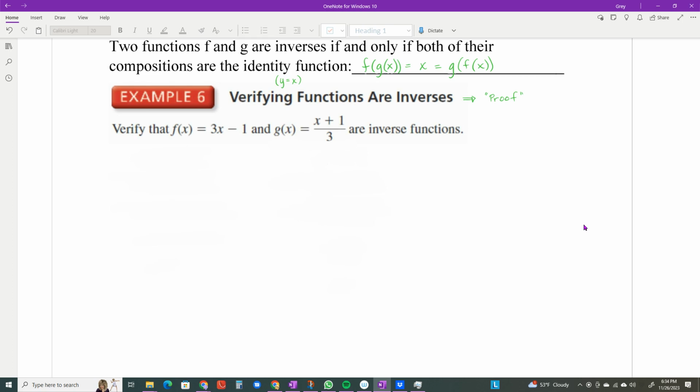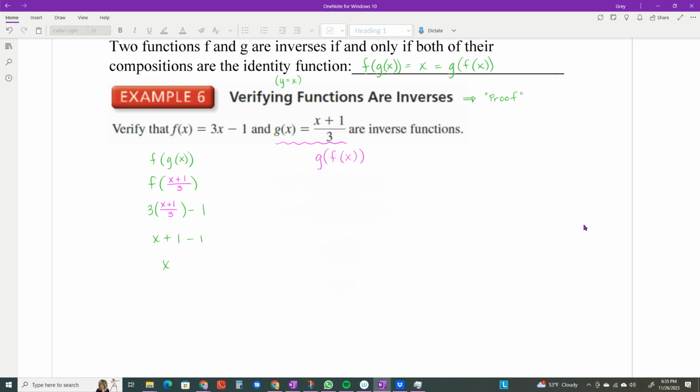So the first one, f of g of x, is f of what? G, my bad, is x plus 1 over 3. Okay? And then f says 3 times whatever you have in parentheses minus 1. Well, what's in parentheses is x plus 1 over 3. And then I'm going to simplify the 3's. That gives me x plus 1 minus 1, which becomes x. So those are the steps that I need to see when you show me these things.